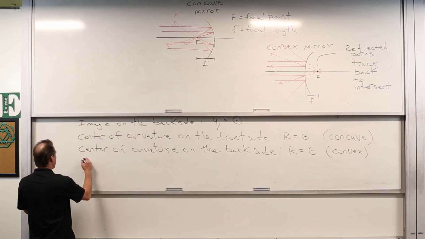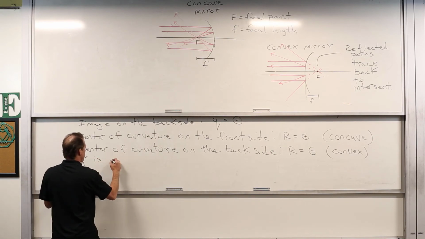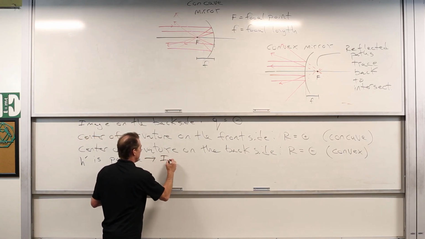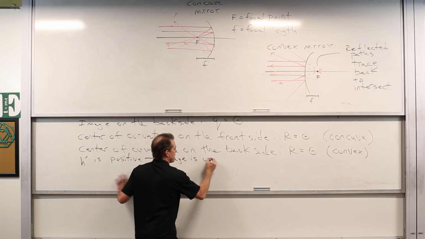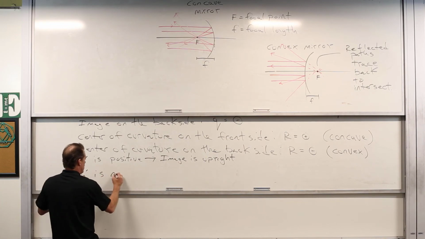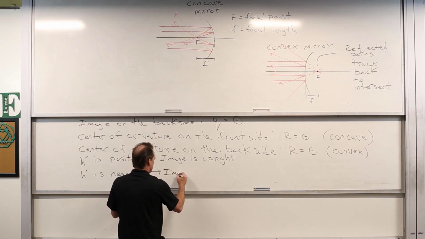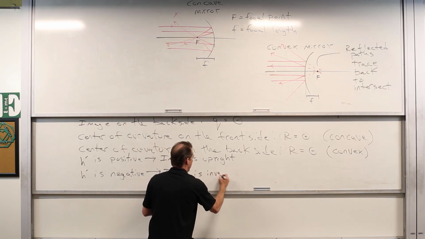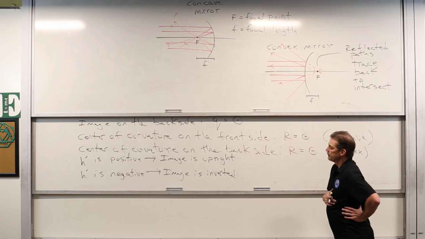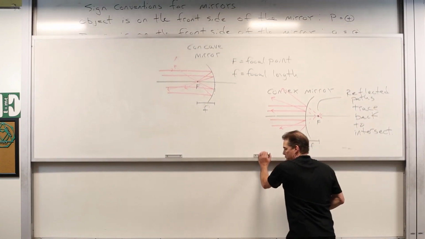Excuse me, we've also got h prime. If h prime is positive, the image is upright. If h prime is negative, the image is inverted. And that pretty well sums up those for the most part.